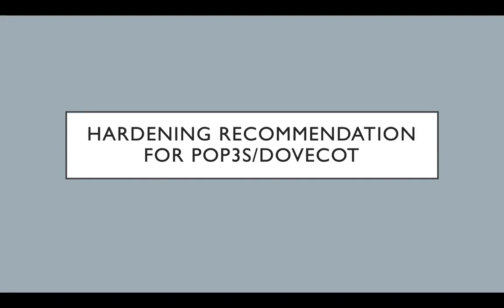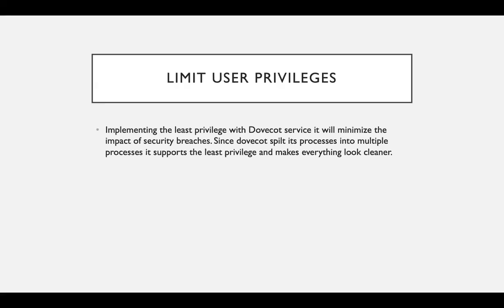Hardening recommendations for POP3S/Dovecot. First is limit user privilege. Limiting user privilege is always a key step because having too many people accessing information makes it very easy for data to get lost. So implementing the least privilege with the Dovecot service will minimize the impact of security breaches. Since Dovecot splits its processes into multiple processes, it supports least privilege. That's also one thing about limiting user privilege: it makes everything much cleaner and much smoother.